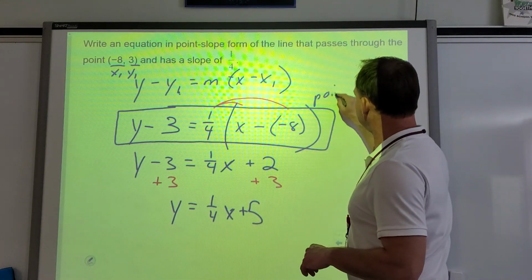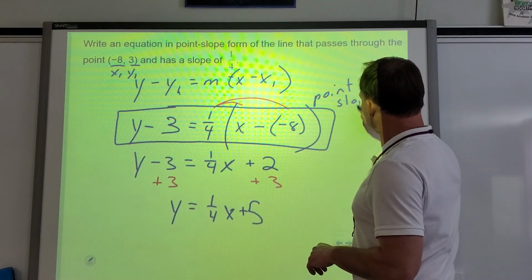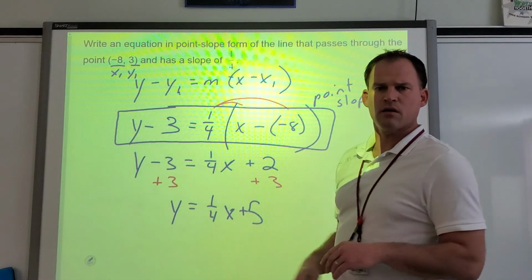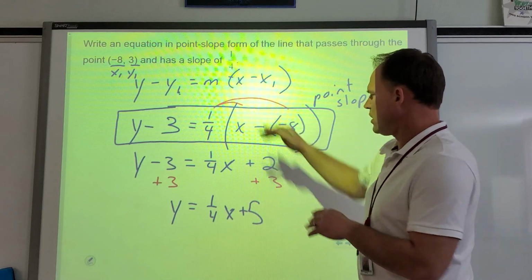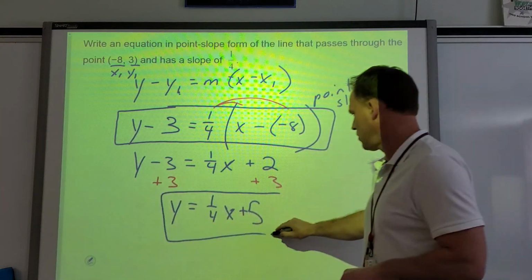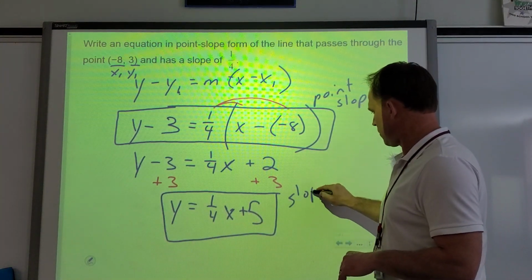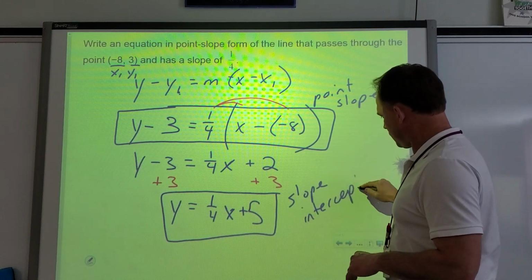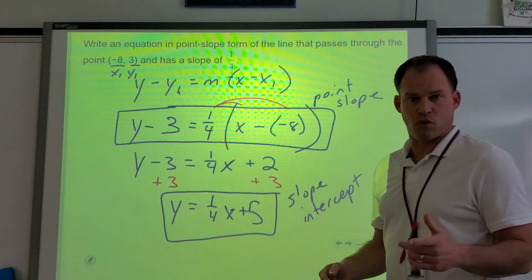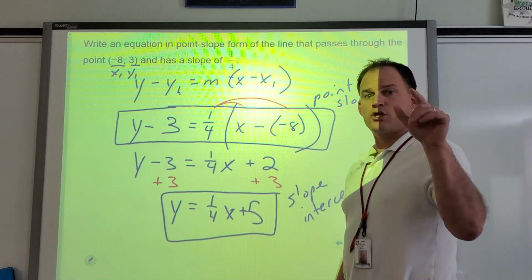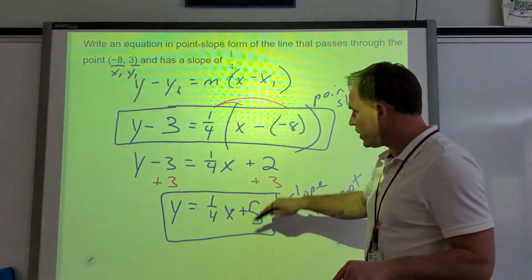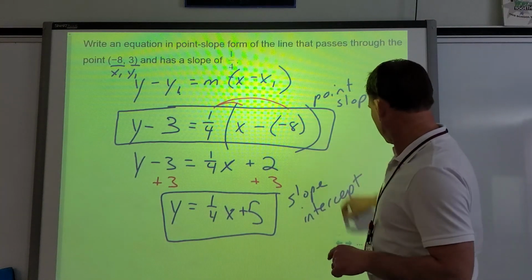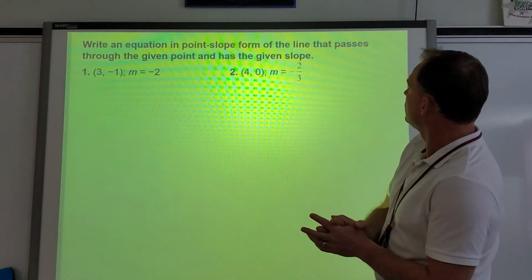So read the directions to see what form they want you in. This is point slope form, okay? You'll have to put a plus here to finish it out, but you're done. This is slope intercept form, y equals. So make sure you read the directions carefully to see which form they want you to write your answer in. All right? Next.